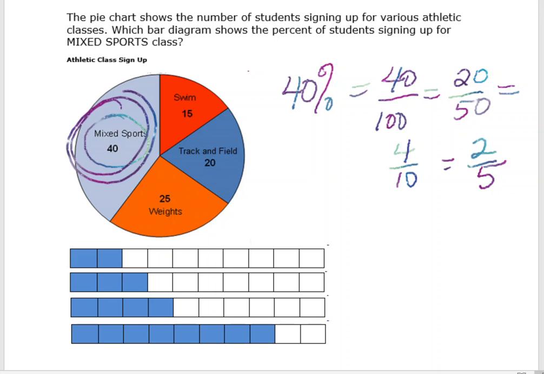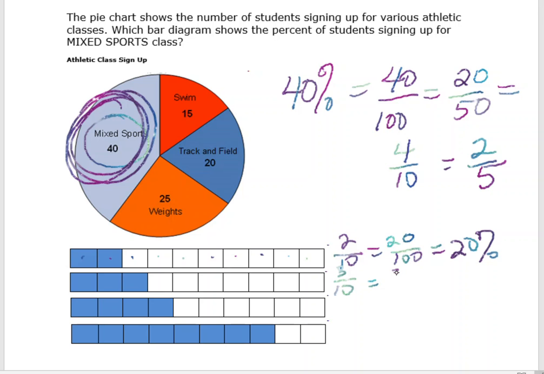So when we look at the diagram options here, they're asking which bar diagram shows the percent of students signing up for doing mixed sports, as my example. First, I'm going to count and see how many boxes are in these diagrams. 1, 2, 3, 4, 5, 6, 7, 8, 9, 10. So there's 10, and this has 2 out of 10 shaded. Well, 2 out of 10 is equal to 20 out of 100, or 20%. That would not be the mixed sports model.